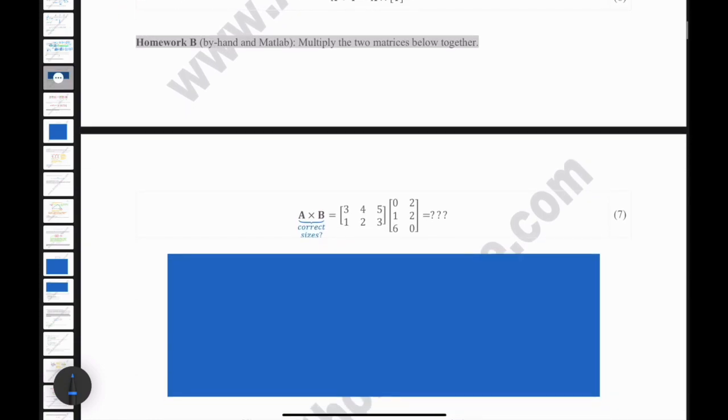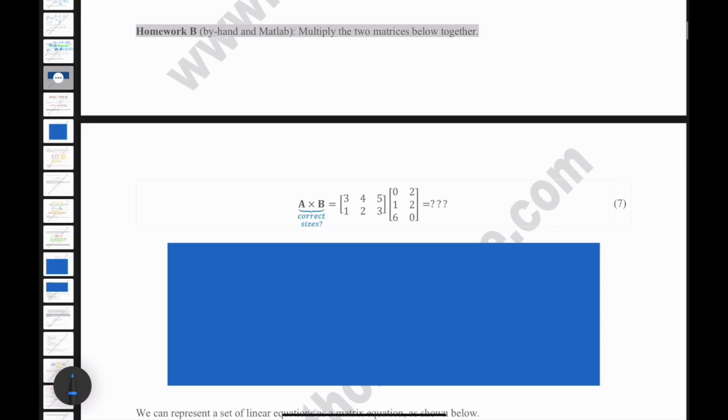Here's a homework that you can check out and try on your own. We can give you one of the values real quick. Let's calculate the top left value. Well, first let's look at the sizing. This is a 2 by 3 matrix times a 3 by 2 matrix. All right, so these dimensions agree, so that's good. That means we can multiply. And the resultant will be a 2 by 2. So we're expecting to have something like this.